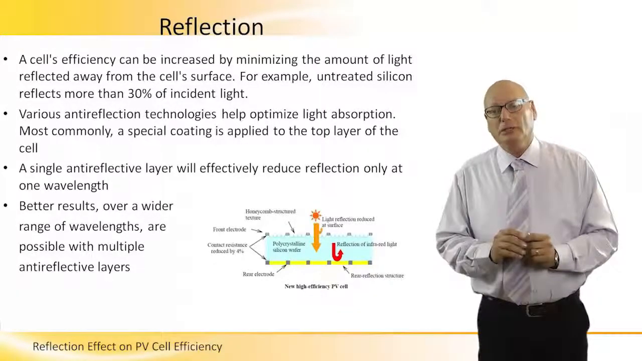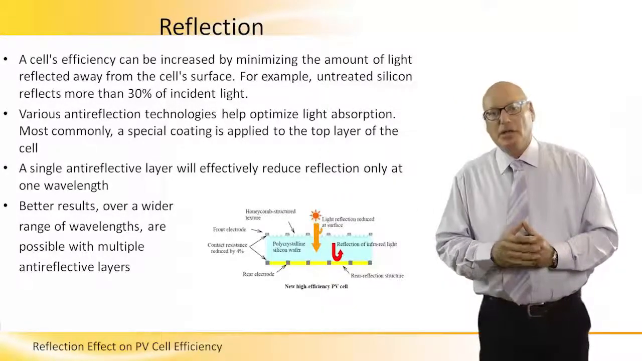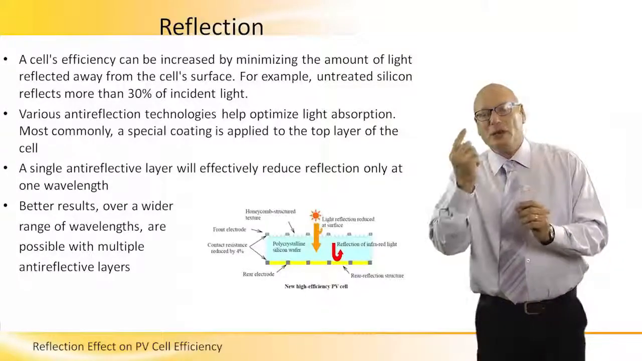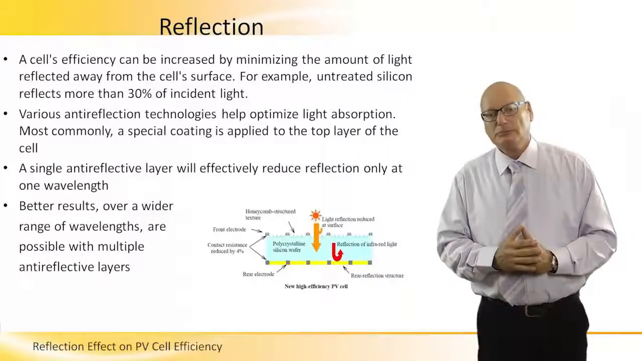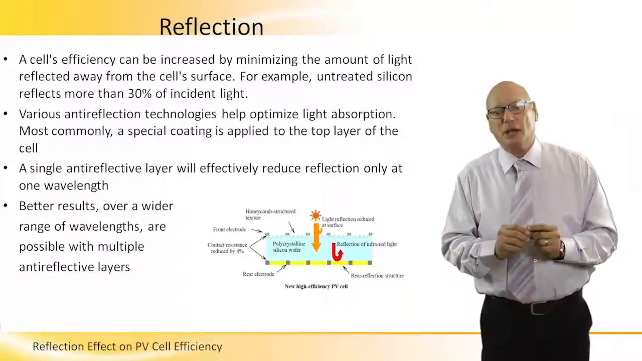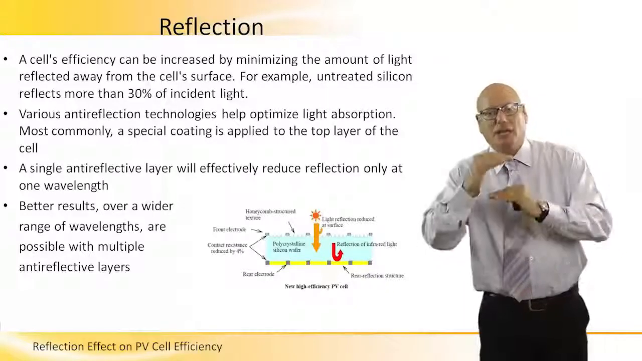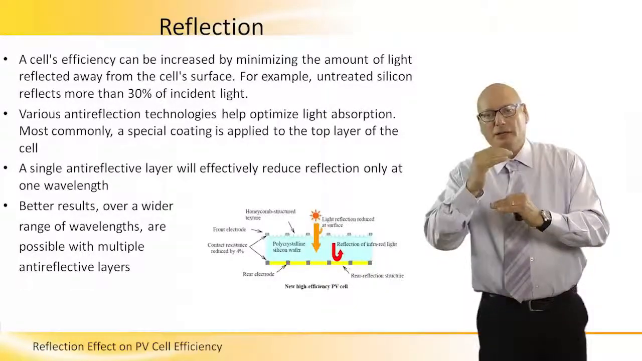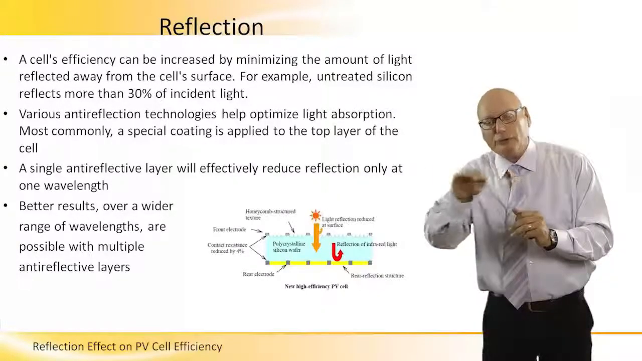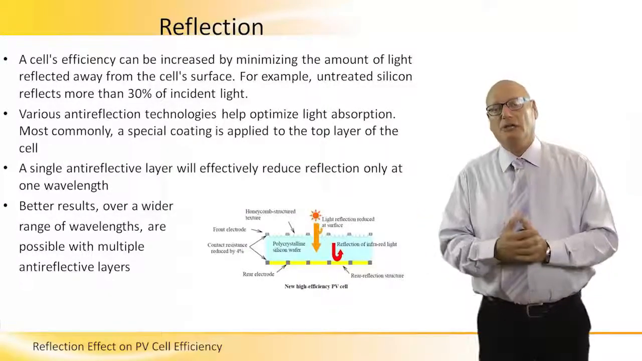Most commonly, a special coating is applied to the top layer of a cell. A single anti-reflective layer will effectively reduce reflection only at one single wavelength. Better results over a wider range of wavelengths are possible with multiple anti-reflective layers, but that means I have to have a cell of N, P, N, P, N, P with several layers, and each of them will have an anti-reflective layer in between. But I'll get higher energy at the end.